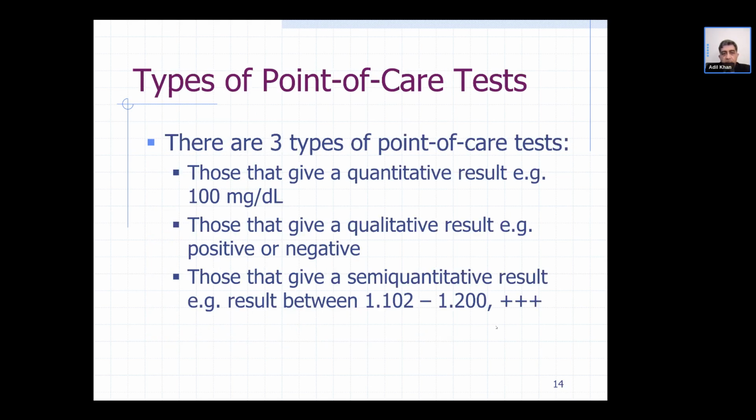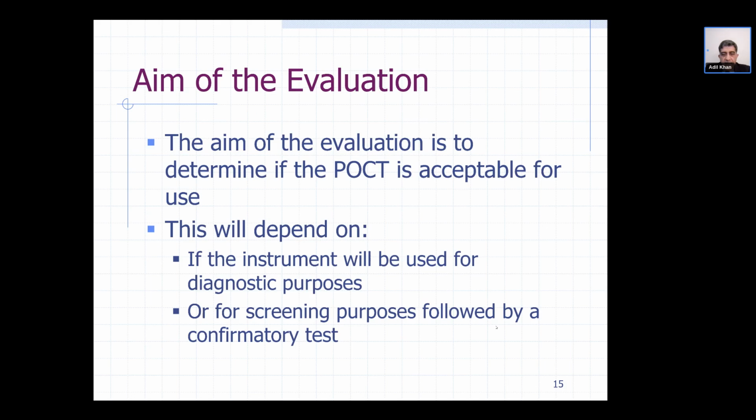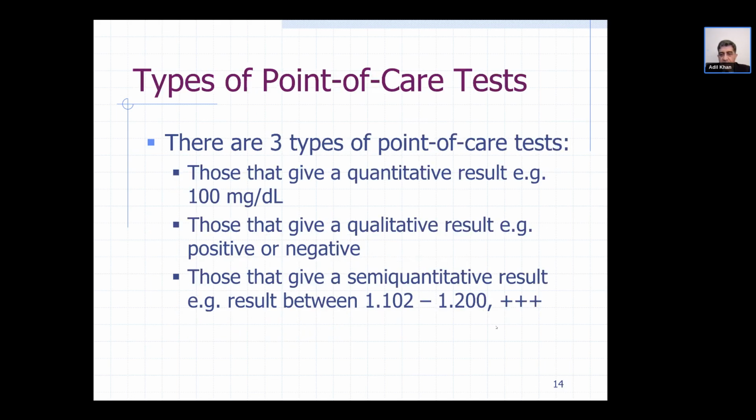Okay, so there are three types of point of care tests. Those that give a quantitative result, those that give a qualitative result, such as a positive or a negative, and those that give a semi-quantitative result, like either a range or 3 pluses.